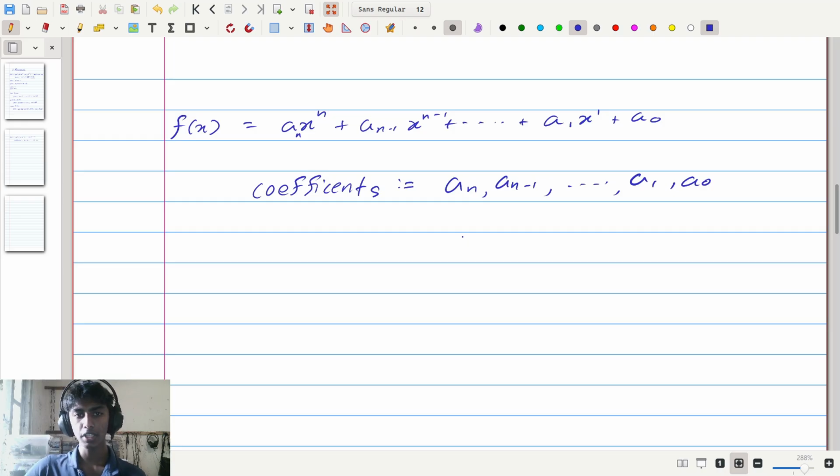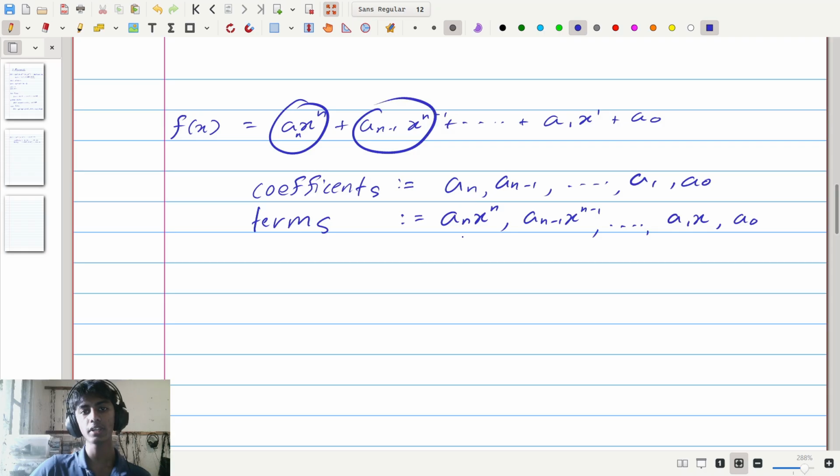What we mean by the terms, if ever someone says the terms in a polynomial, are the different components like a_n x to the n, a_(n-1) x to the n minus 1, all the way down to a_1 x to the 1 and a_0. Each of these blocks that we are adding together is what we call a term of the polynomial f(x).